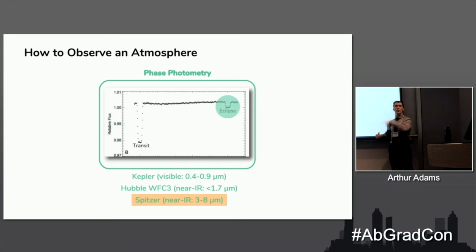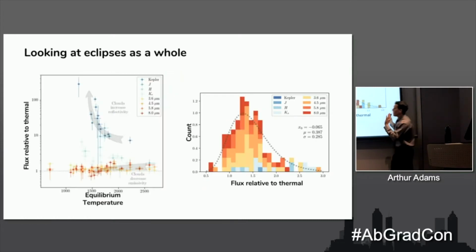So let's talk first about eclipses. Why? Because there's more of them. It's easier to look at a planet during just the eclipse than for the whole orbit. So I'll be very brief about this. These are two plots from my recent paper. I'd like to focus on the right one, but to give context, this is a scatter plot of the eclipse depths, which represent the day-side thermal emission of the planet relative to its thermal expectation.